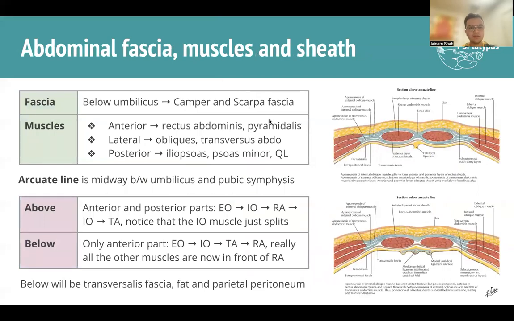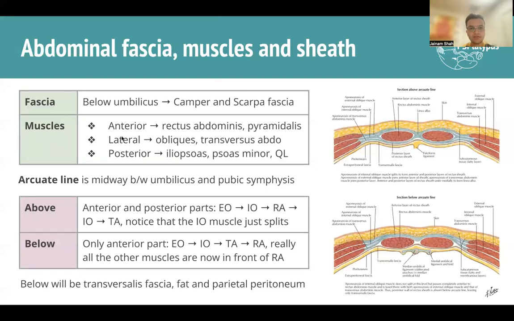All right, now you've covered this already. So it's a very brief overview in terms of the fascial layers and the muscles that you're going to find in the abdomen. So we first start with the fascia. Of course, above the umbilicus, you have all the fascia fused together. But when you go below the umbilicus, you get a distinction between Camper and Scarpa fascia. So Camper on the outside and Scarpa on the inside.